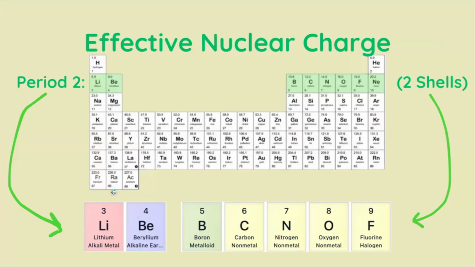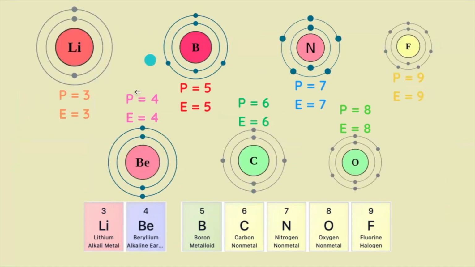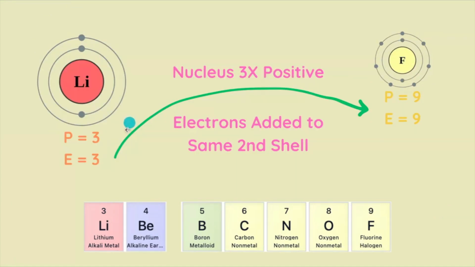Effective nuclear charge is a horizontally related factor, and we'll examine period 2 to really see how this plays out. So all of the elements in row 2, or period 2, have 2 shells of electrons, and each atom within the period has the same number of electrons and protons respectively. 3 and 3, 4 and 4, 5 and 5, all the way to 9 and 9. So even though we have the same ratio of electrons to protons all throughout the period, the nucleus is 3 times as positive, whereas each additional electron that's being added is to the same outer second shell.